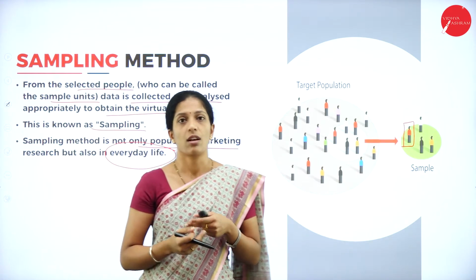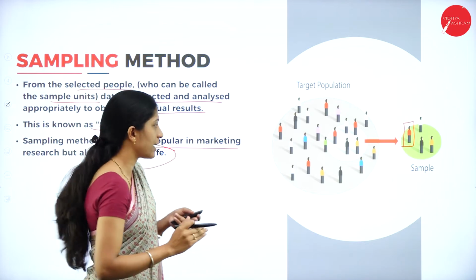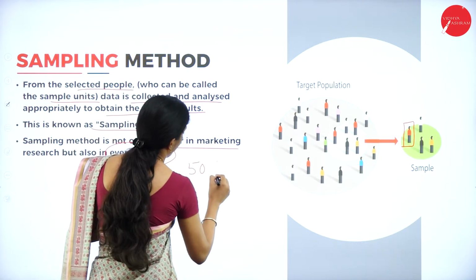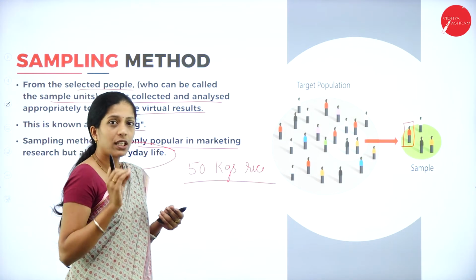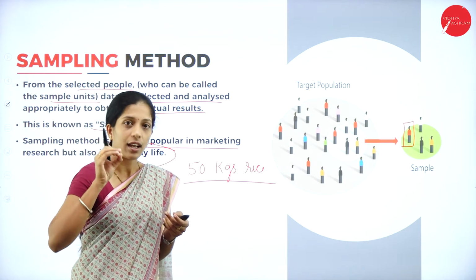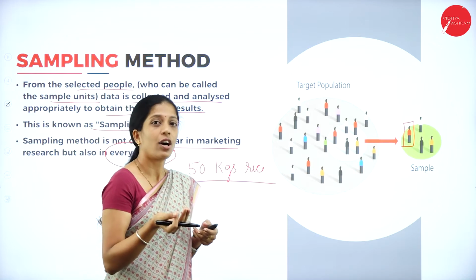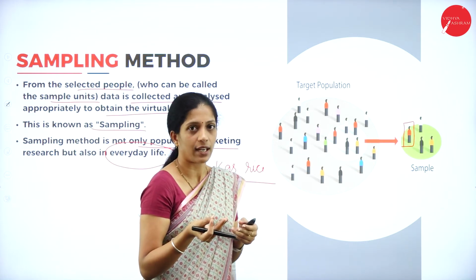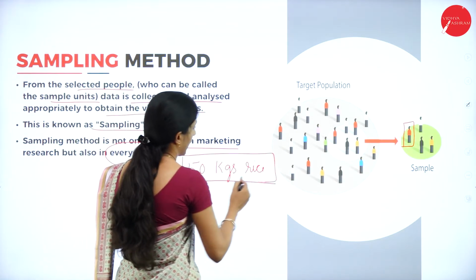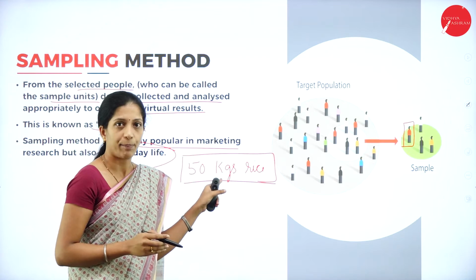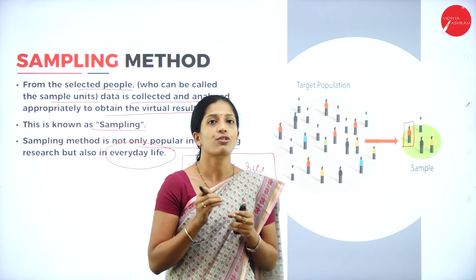Suppose you go to a particular shop and you want to buy 50 kgs of rice. Will you individually see each and every grain of rice there? No, you'll take some in your hand and check the quality of the rice. If the quality is good, then you will buy the whole 50 kg of rice. So this is known as what? Sampling.